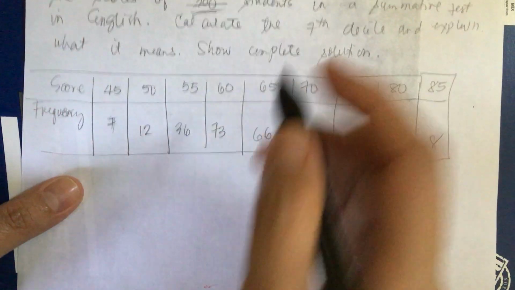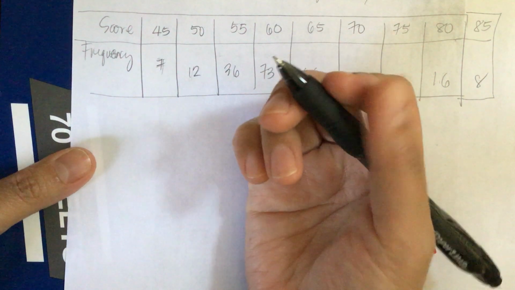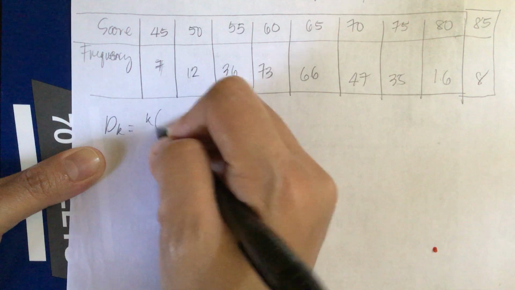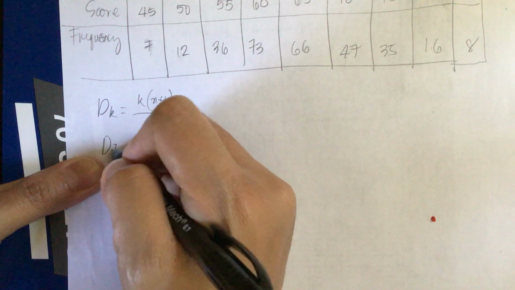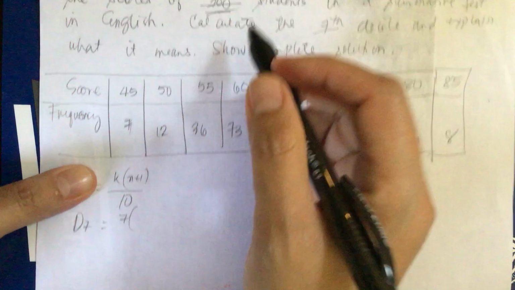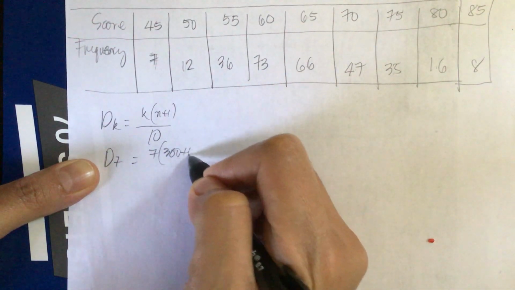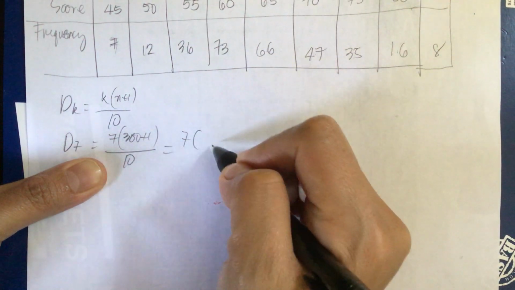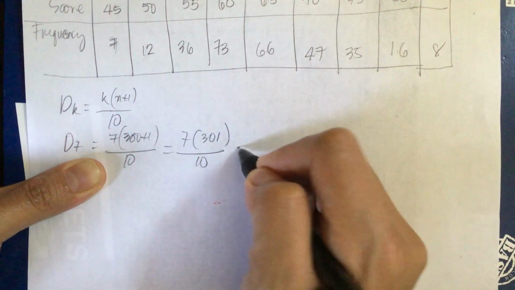So now let's compute for the 7th decile. So let's write down the formula first. D of k is k times n plus 1 and all over 10. So the D of 7 is 7 times n. N is the number of data, and they told us it's 300. Now plus 1, and this is all over 10. So we have 7 times 300 plus 1 is 301, all over 10.